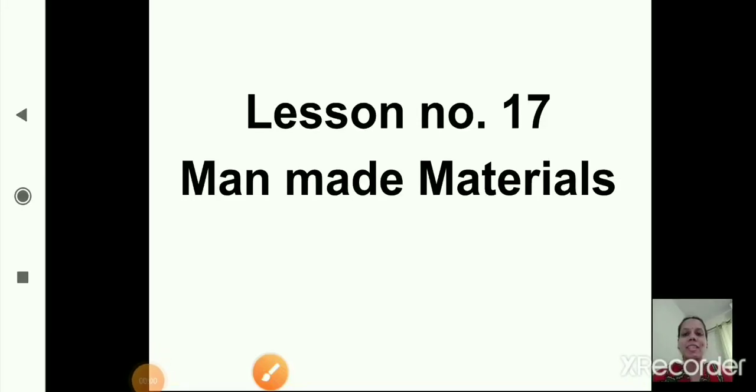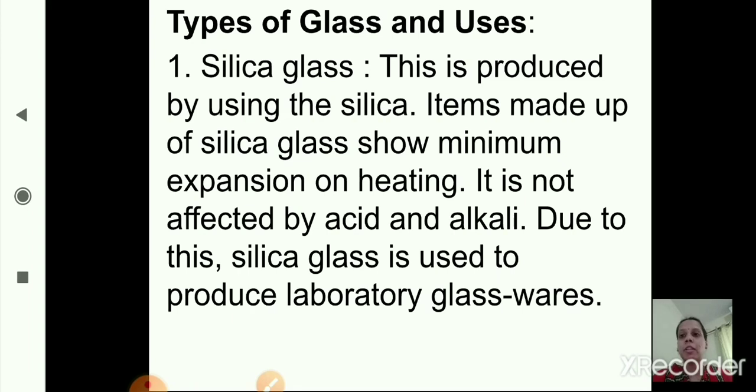Good morning students. In the previous session we started the man-made material, that is glass, and in that we studied properties of glass and production of glass. Now today we will start with types and uses of glass. These are the different types of glass and its uses.